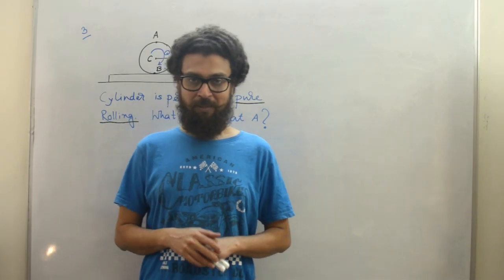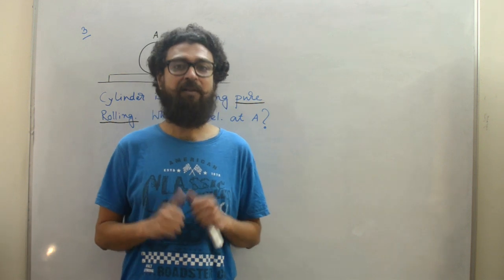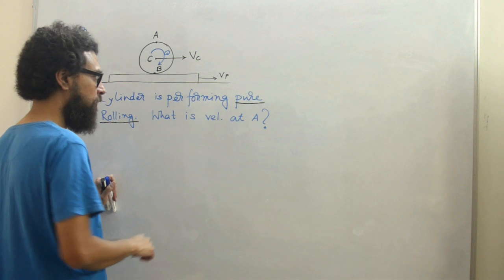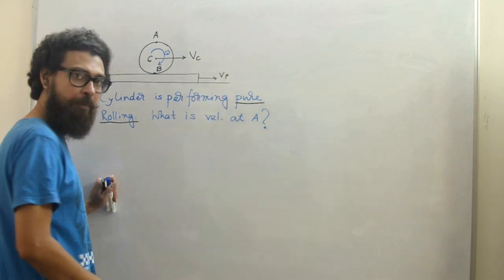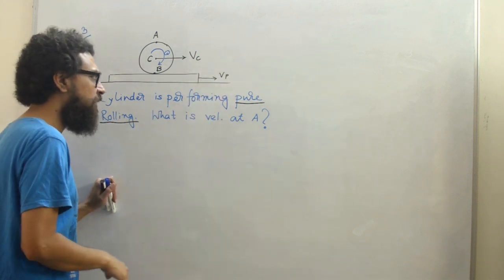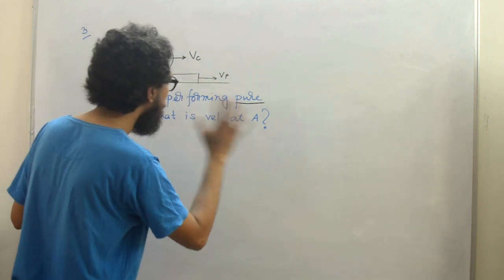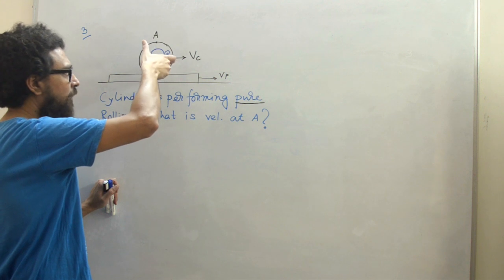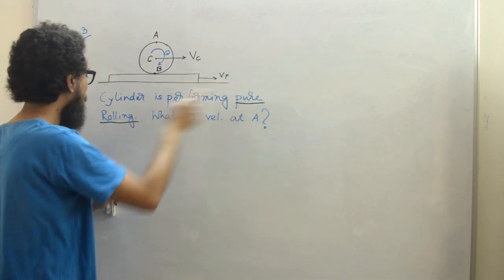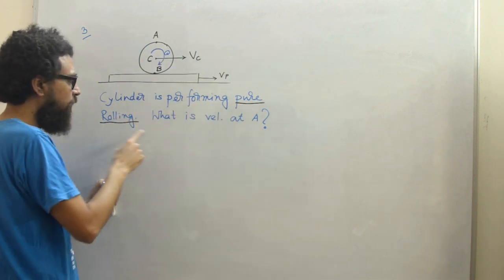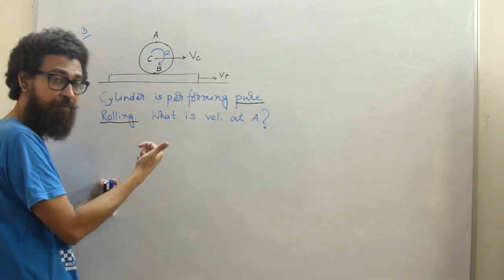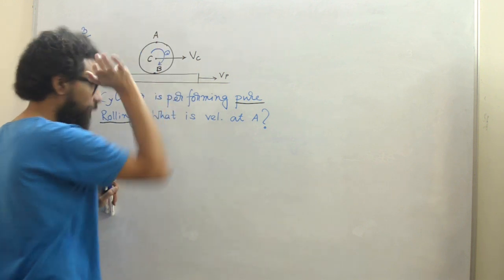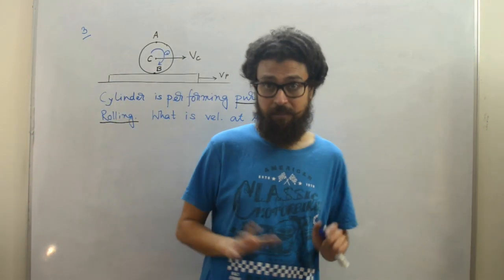The third problem, and this is very interesting. Here they have given that there is a plank which is moving with a velocity Vp. We are assuming that all these are frictionless. They have not mentioned anything in the problem, and there is a cylinder on it which is performing pure rolling. I have marked this pure rolling because this is the point which we have to discuss. So they have asked what is the velocity at A. Okay, great. This is the problem.